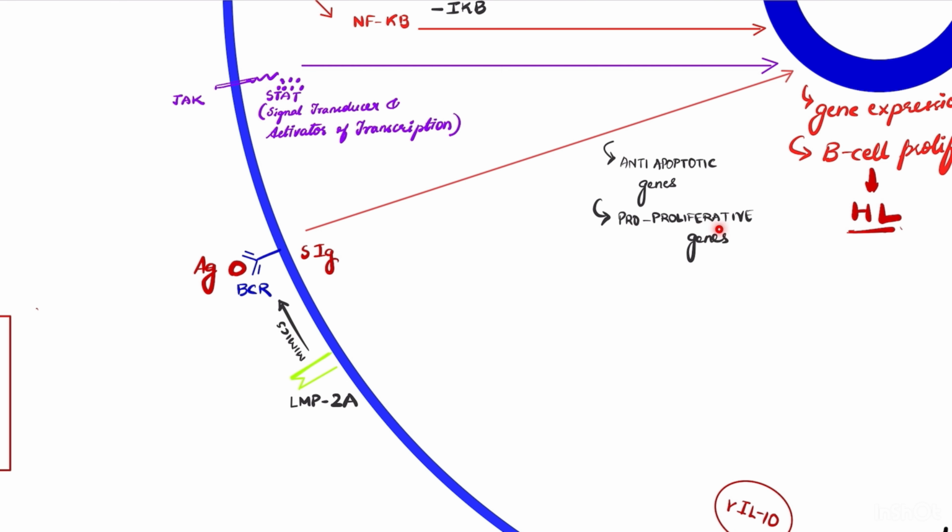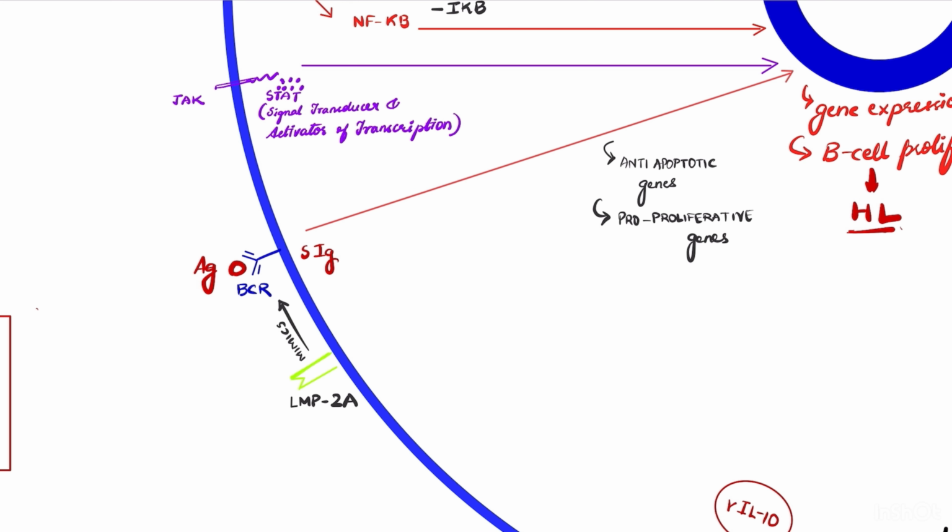And there are pro-proliferative genes. Pro-proliferative means active cell division. So the B cells will proliferate and divide. It favors the cell cycle. This is how the B cell receptor works. Whenever it receives a signal from the binding of a specific antigen, it will translocate the signal to the nucleus and cause production of anti-apoptotic genes that suppress the apoptosis of B cells, and pro-proliferative genes that favor cell division. This is the function of the B cell receptor, which gets activated only when there is specific antigen binding.